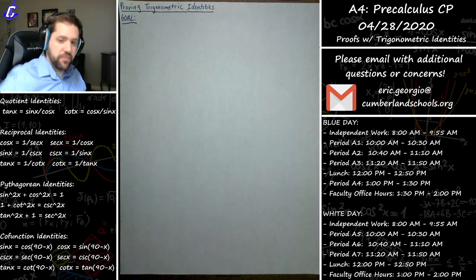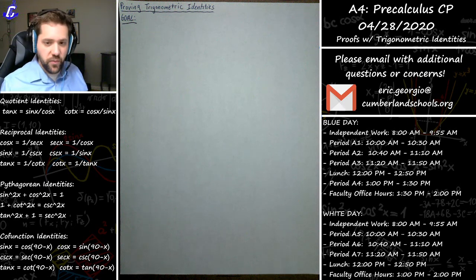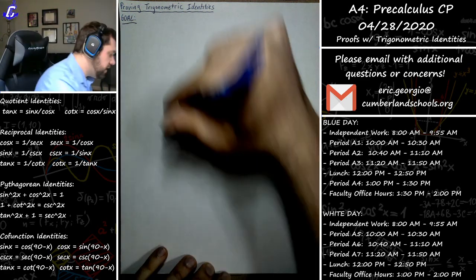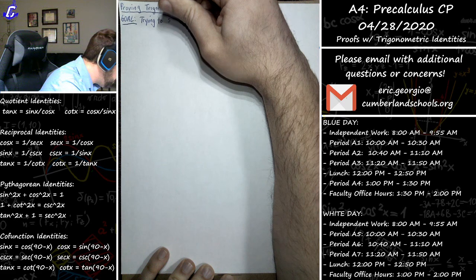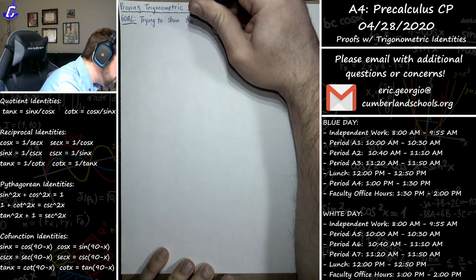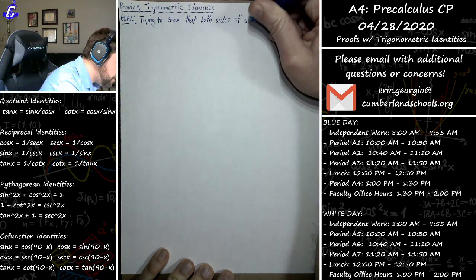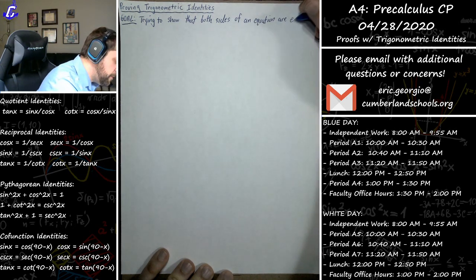All of the identities below me, like the Pythagorean identities, the cofunctions, those have all been proven to you in this class. Yes, in a more abbreviated way than I may normally do it, but we've proven that sine squared plus cosine squared is equal to 1. We've proven that 1 plus cotangent squared is equal to cosecant squared. So what we're going to do now is just extend that to prove a whole bunch of things. All right. So our goal here is we're really trying to show that both sides of an equation are equivalent.